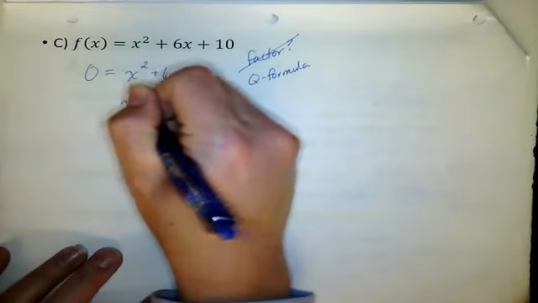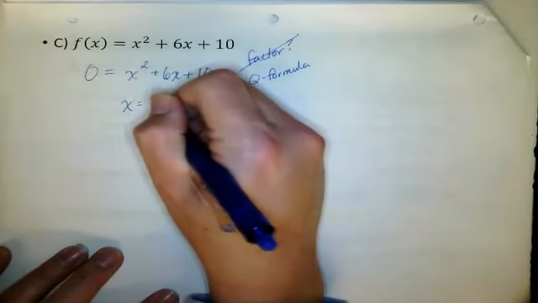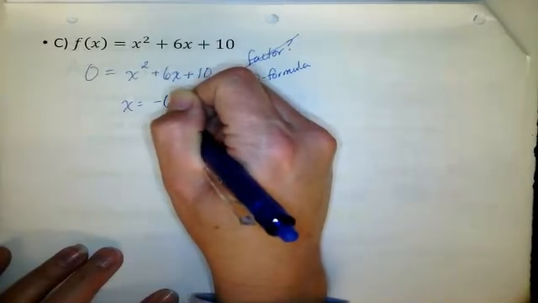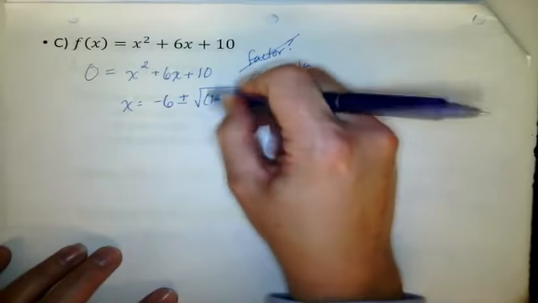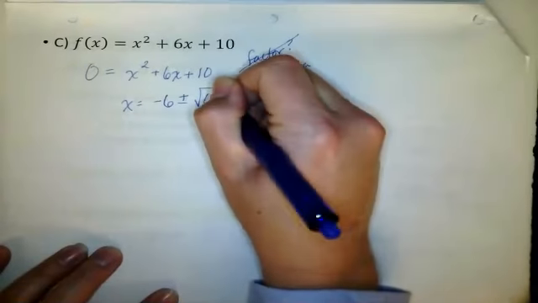It's easiest. So x equals the opposite of b plus or minus the square root of b squared minus 4ac.